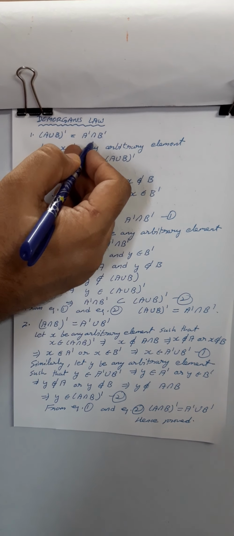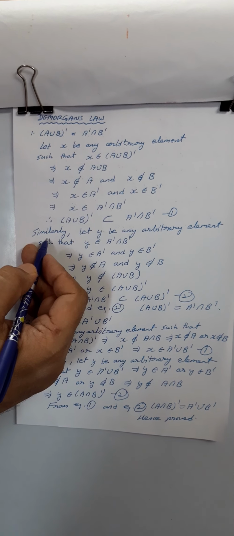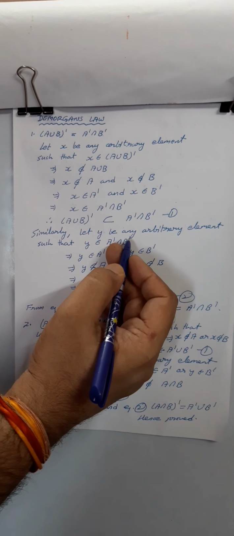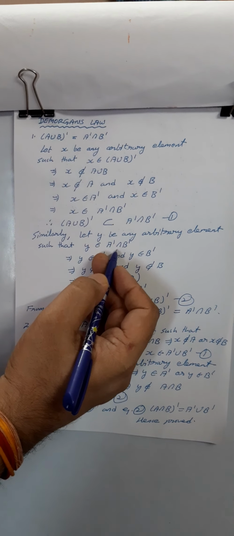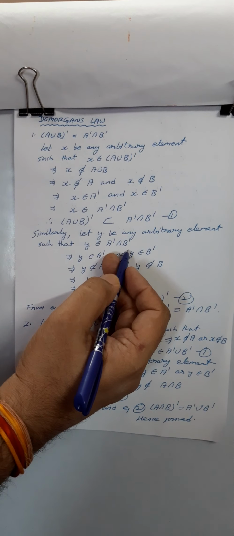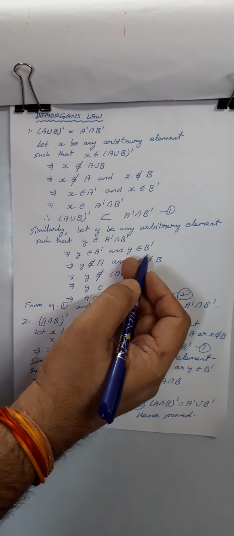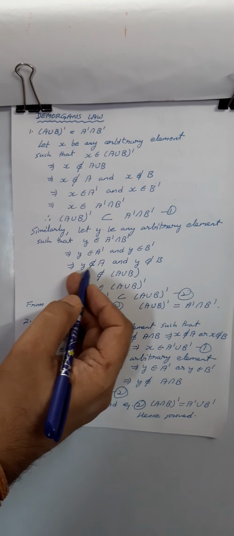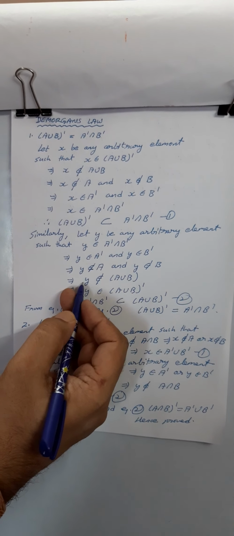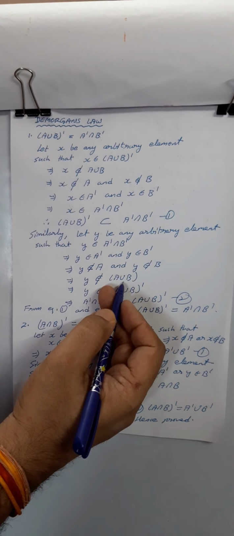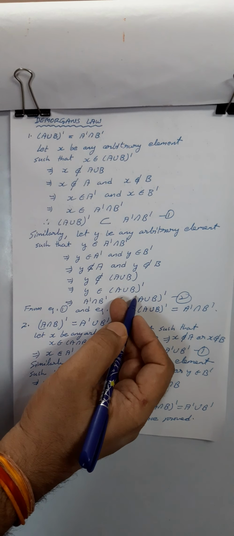Now I will be proving this is a subset of this. For that I have to do the same thing again. Similarly, let y be any arbitrary element such that y belongs to the complement of A intersection the complement of B. That means y belongs to A dash and y belongs to B dash. It means y does not belong to A and y does not belong to B. So it means y does not belong to A union B, so y belongs to the complement of A union B.